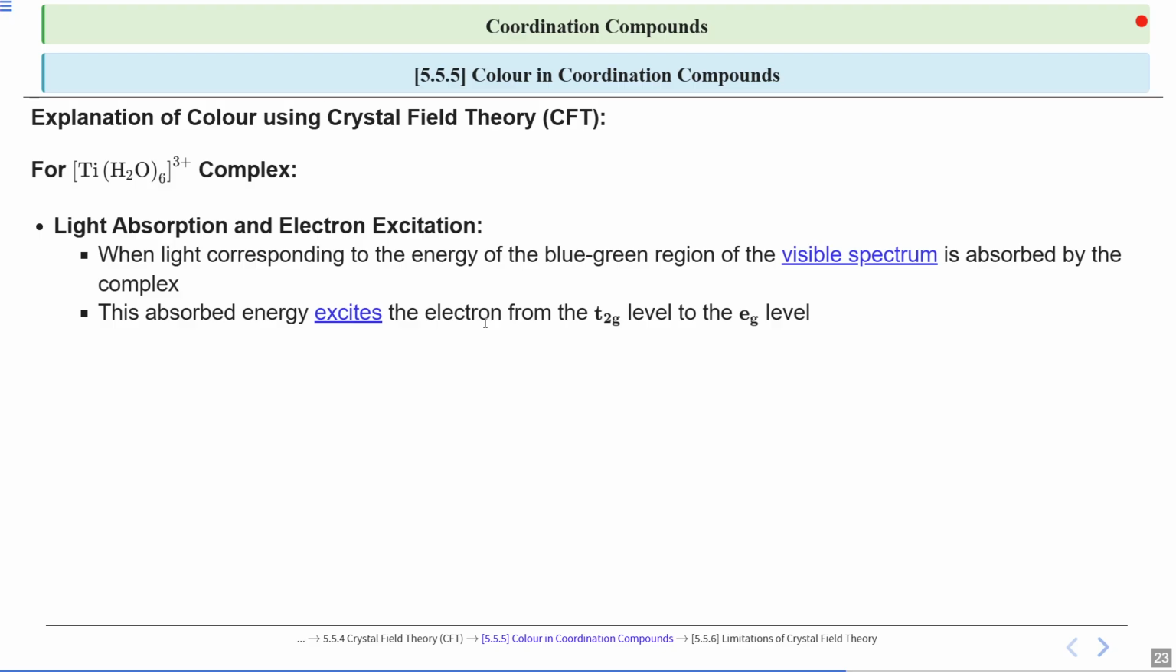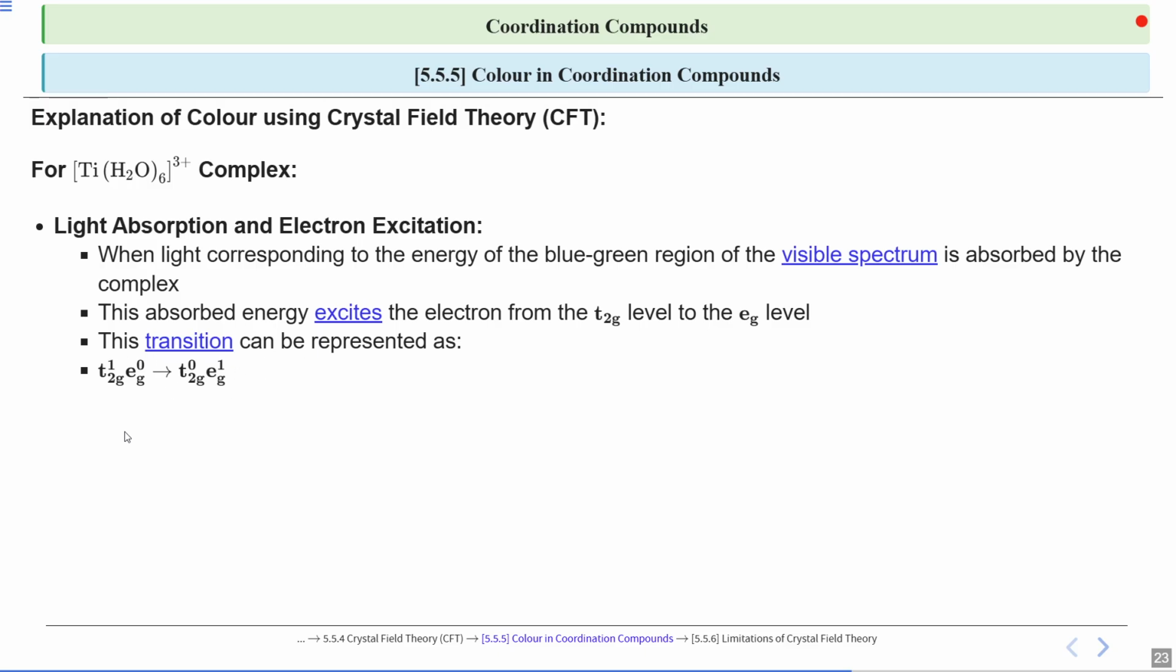So when light of the energy corresponding to the blue-green region of the visible spectrum is absorbed by the complex, after this absorption of light energy, the electron is excited from the t2g level to the higher energy eg level. Now this transition can be represented as t2g1 eg0 to t2g0 eg1.